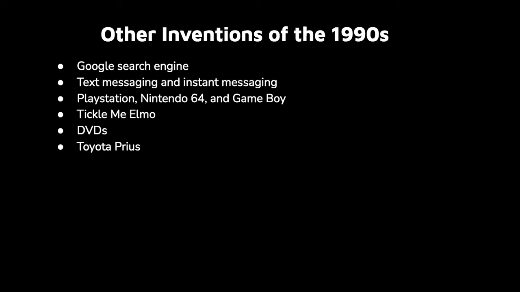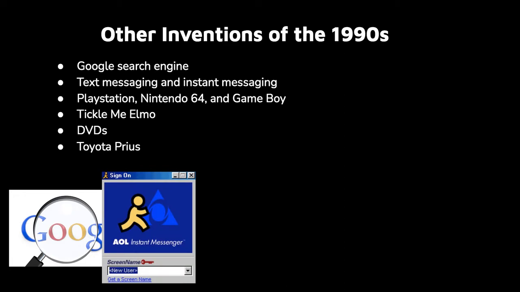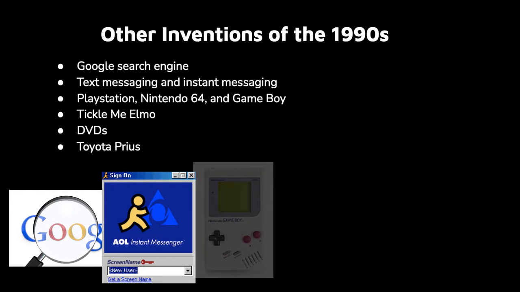Some other inventions of the 90s, just for fun. The Google search engine. I mean, how many times a day do we use the Google search engine? That was a very important invention. Text messaging and instant messaging. Before that, all you could do with your phone was call people. Isn't that crazy? Lots of video game systems were invented in this decade: PlayStation, Nintendo 64, and the portable Game Boy.